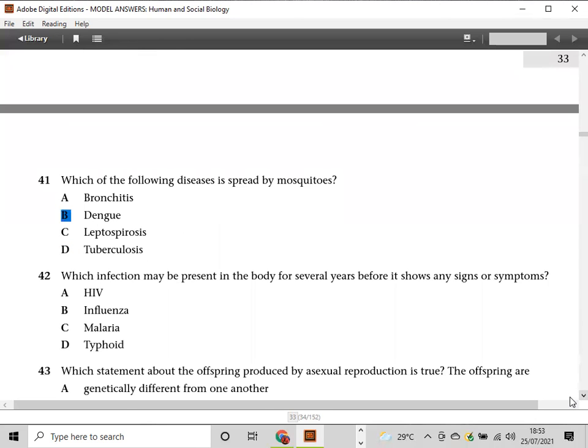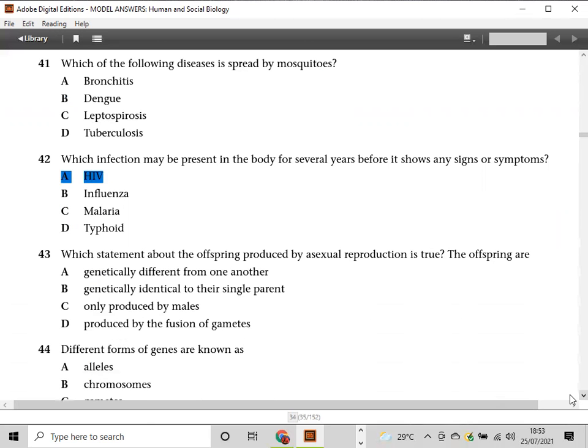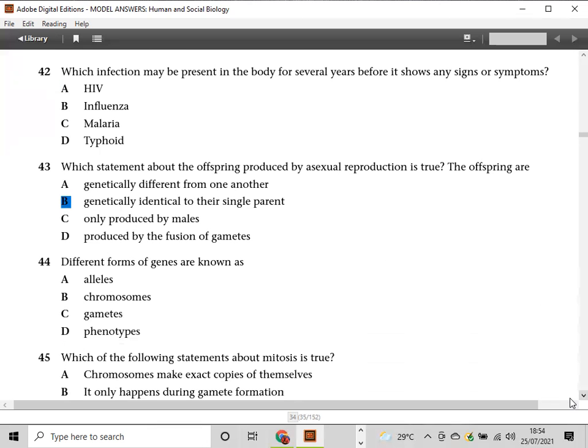Which infection may be present in the body for several years before it shows any sign of symptoms, and that is HIV. Let's move on to 43. Which statement about the offspring produced by asexual reproduction is true? The offspring are, so 43 is genetically identical to the single parent, and 44 is A, and that's a different form of genes, allele.